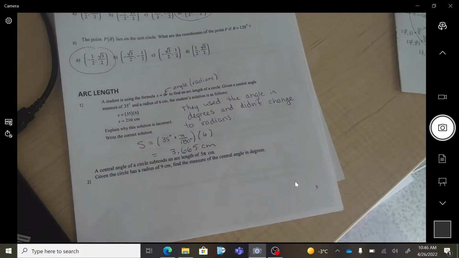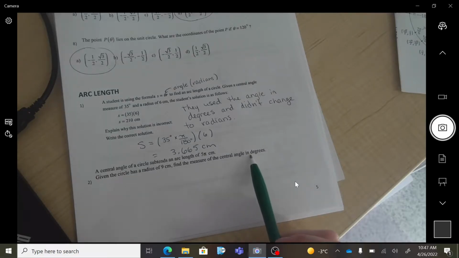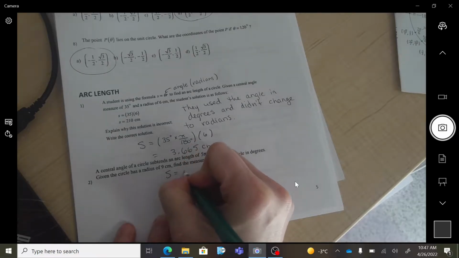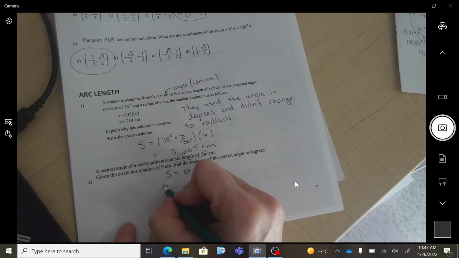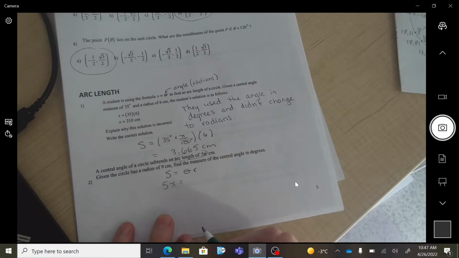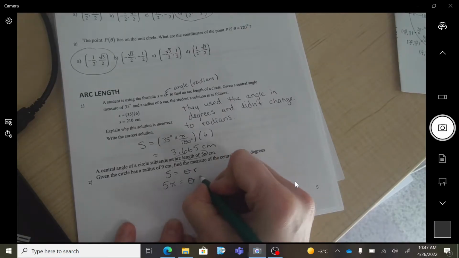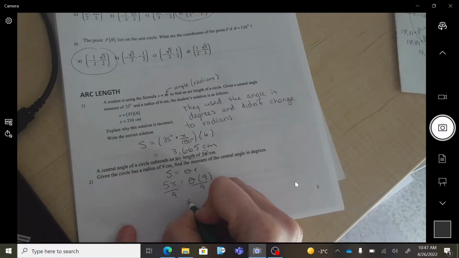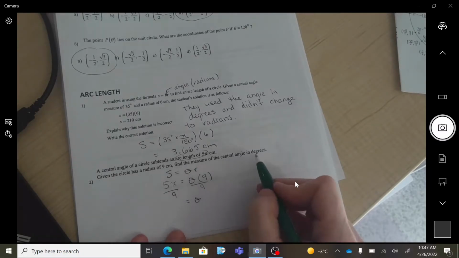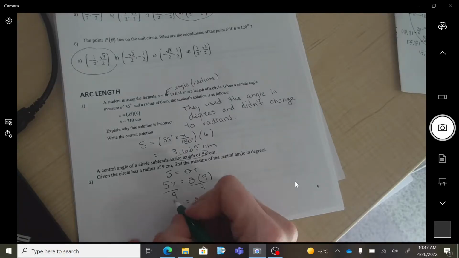Number 2, we have a central angle with an arc length of 5 pi, and we're given the circle has a radius of 9 centimeters. Find the measure of the central angle. So using this formula, I know that the whole arc length is 5 pi, and I want the central angle, and radius is 9. So if I divide by 9, I would get the angle. So this, I'm just going to leave.